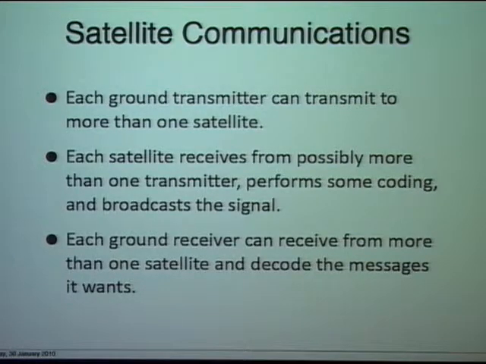The satellite can perform some coding and then broadcast the signal. Each ground receiver can receive from more than one satellite, as long as they are within the line of sight, and decode the messages it wants. This is quite different from what we do in existing satellite communication systems, because in those systems, what the satellite does is nothing but store and forward.